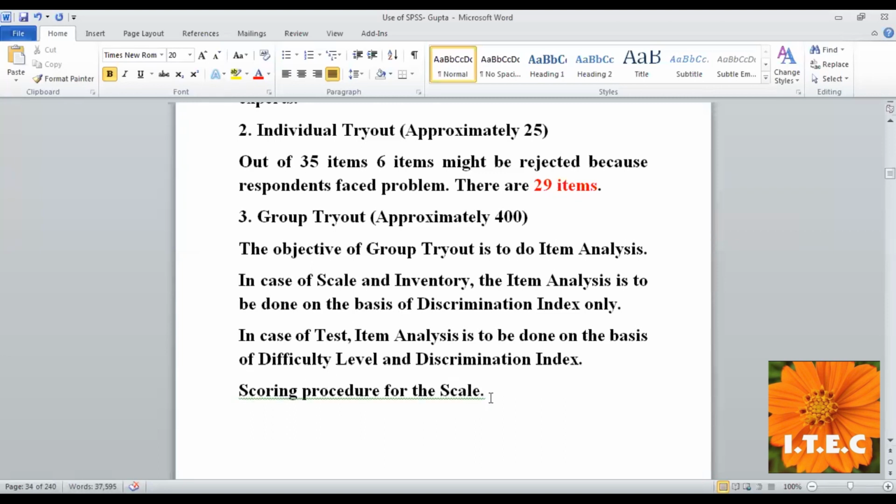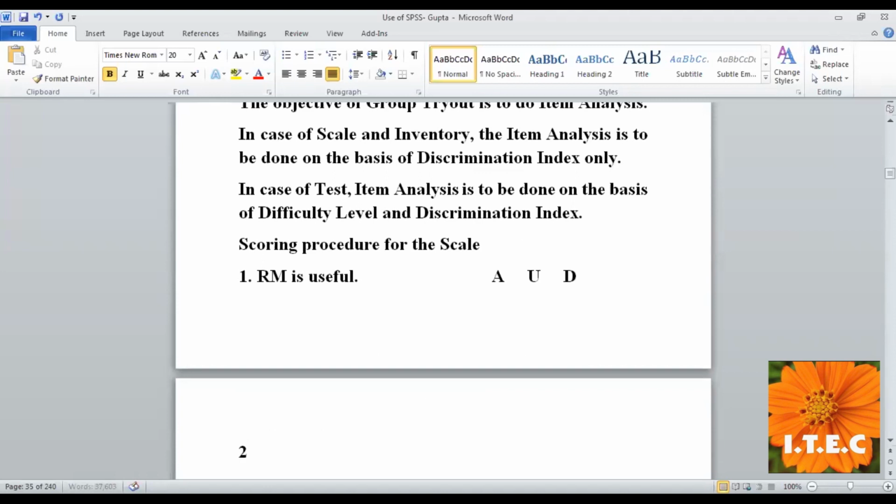Suppose I have my one item is that research methodology is useful. And if I have 3 points, agree, undecided, and disagree. Another item is research methodology is difficult. I have here agree, undecided, and disagree.